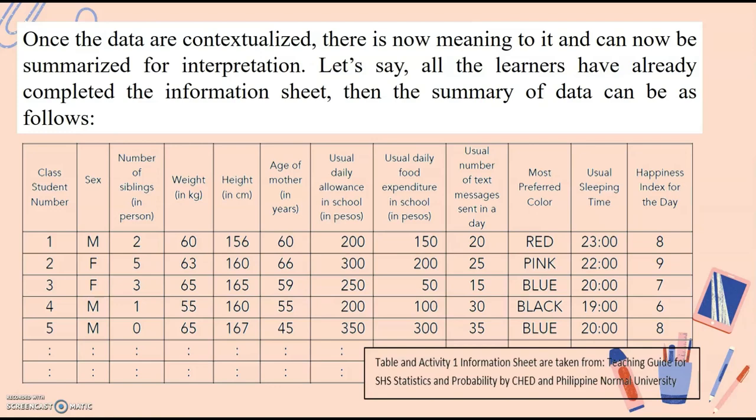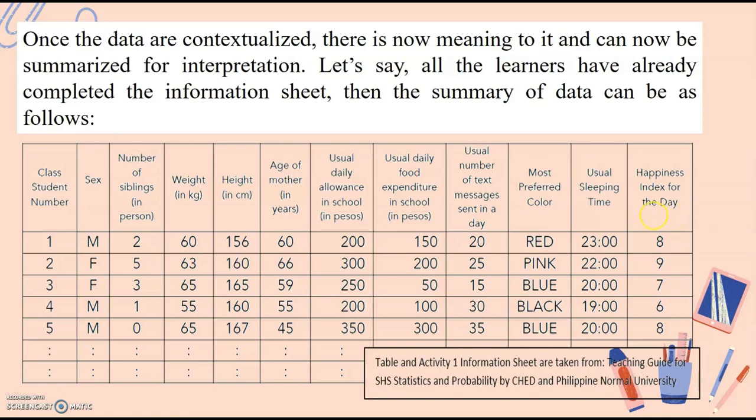So here in our information sheet, our variables are the class number, sex, number of siblings, weight, height in centimeters, age of mother, usual daily allowance, usual daily food expenditure, usual number of text messages sent in a day, most preferred color, usual sleeping time, and happiness index for the day.